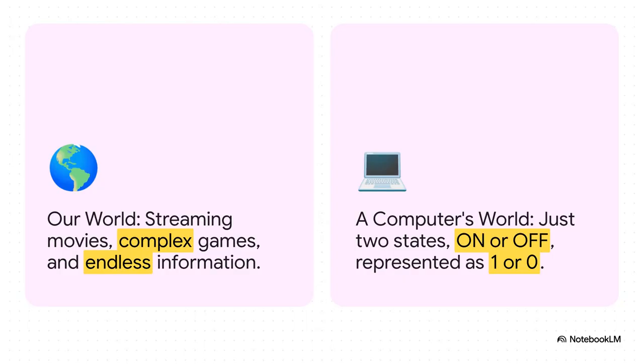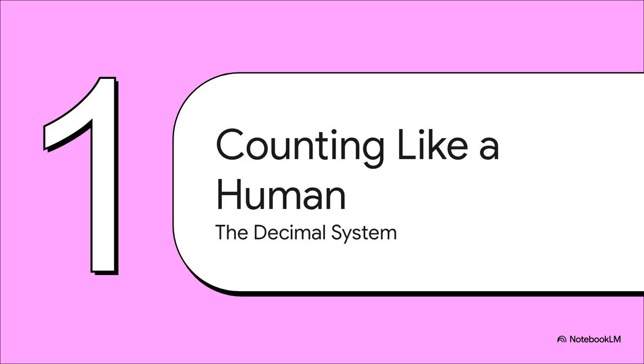This really shows you the gap we're trying to bridge, right? On one side, you've got our world. It's full of color, it's dynamic, there's just endless information. But on the other side, that's the computer's reality. It doesn't see colors or hear sounds, it just sees a long string of two states, on and off. And we represent those with a simple 1 and a 0. So, to figure out how a computer counts with just two little symbols, we've got to first look at how we do it with 10. Let's start on some familiar ground, shall we?